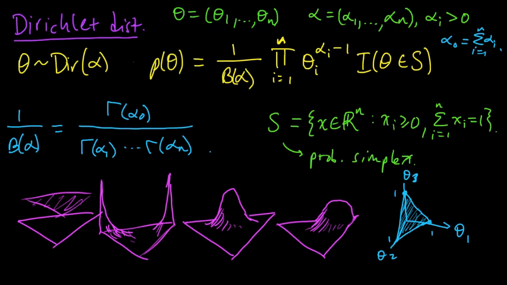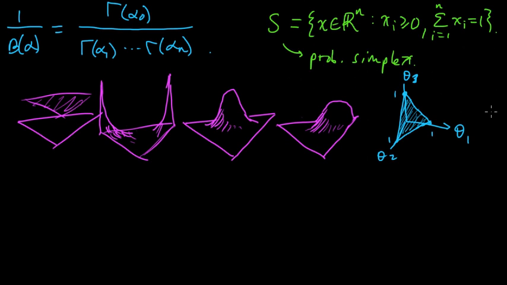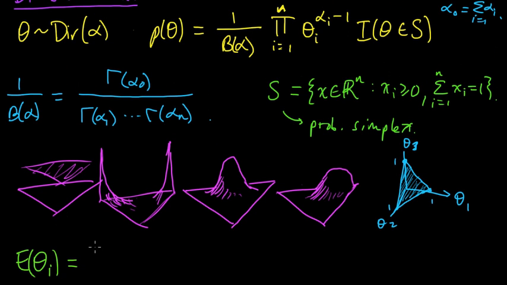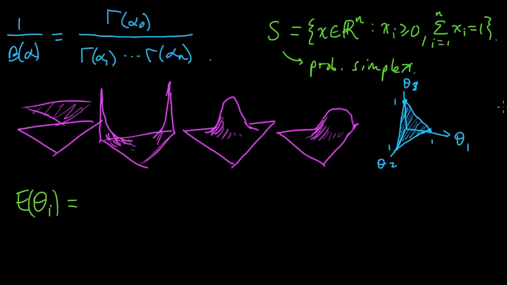Now let's look at a couple statistics for this distribution. Let's look at the expected value of one of the coordinates, the expected value of theta i, where theta is distributed Dirichlet. Let's write out what this is. I'll just write it first, make a couple statements here, and then we'll prove them.